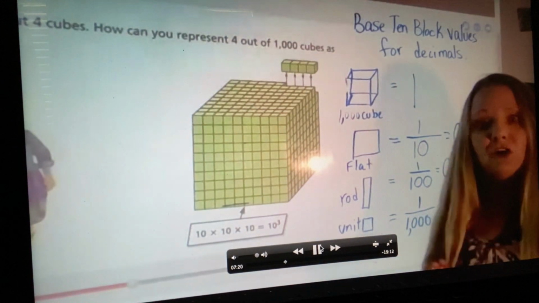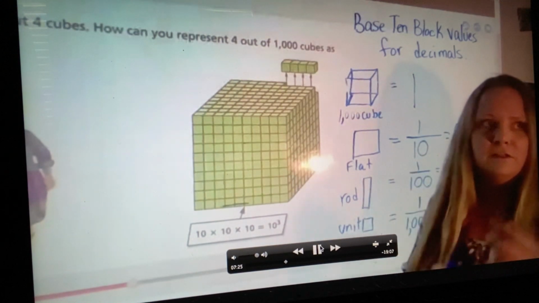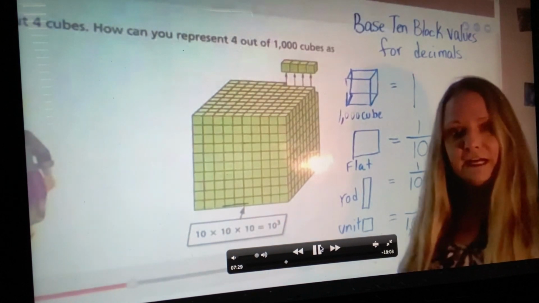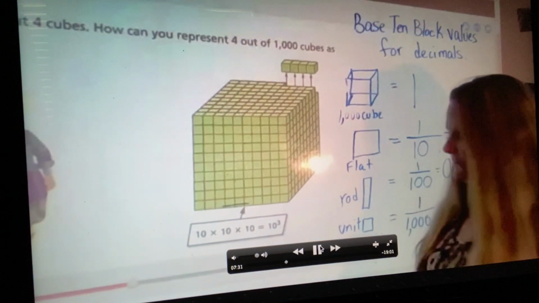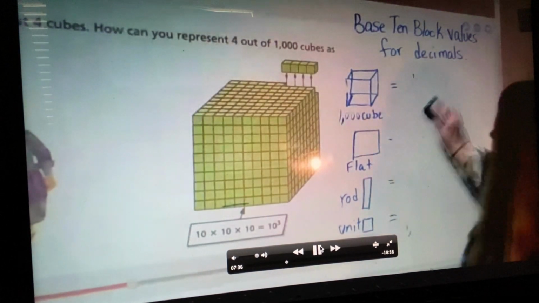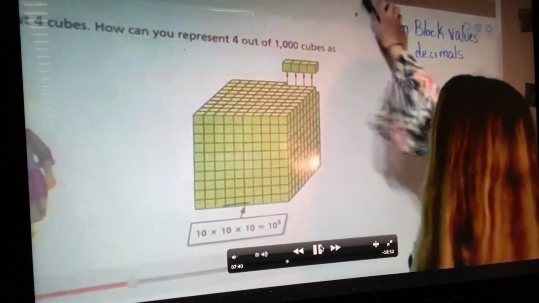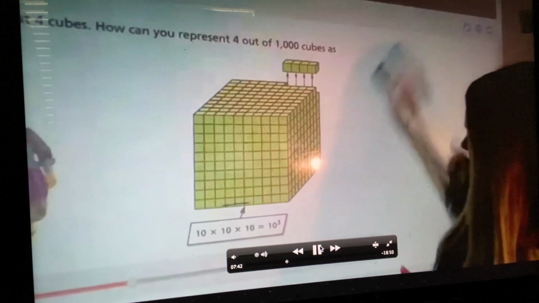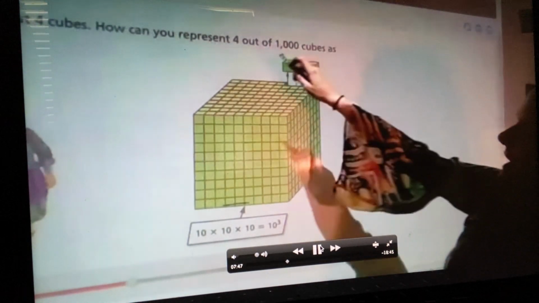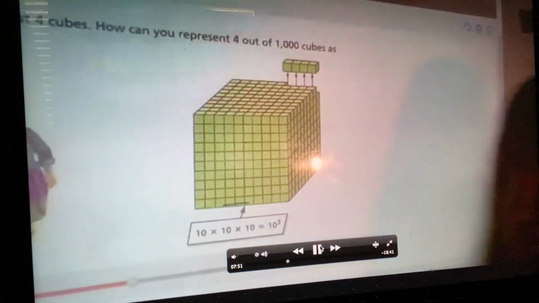You will see models on some of your test questions, and you'll see models on some of the activities that you're going to be doing online, just as if you were in the real classroom using real manipulatives. Okay, so I'm going to erase this. Now back to her question, now that you have a different mindset about the values of these base 10 blocks, how can you represent 4 out of 1,000? Let's find out.